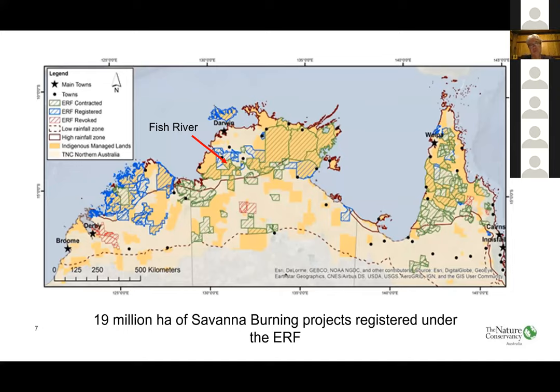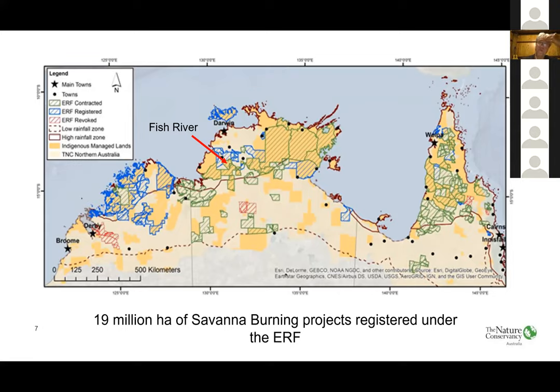I guess the beauty of that now is that we had a proof of concept project. And the proof of concept project, both Wildfire and Fish River, demonstrated what was possible. And so then we set about seed funding a whole stack of different areas. And with that, we had a proliferation of savanna burning projects across the country, ultimately around 19 million hectares of savanna burning projects, offsetting 1 million tonnes of emissions annually. And then over and above that, providing more than $10 million to Indigenous land managers to continue the ongoing management of their land. So it was a huge windfall for our part of the world.